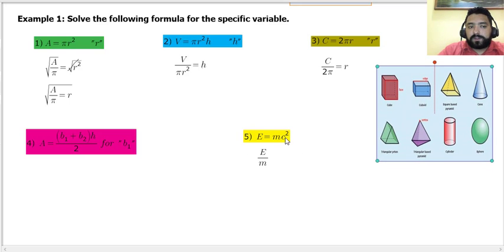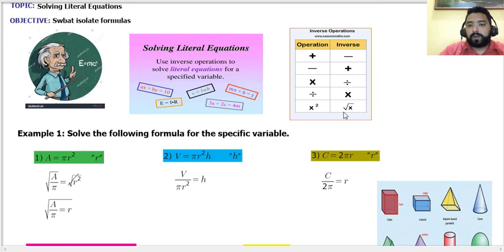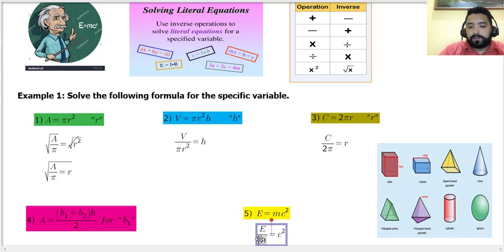This is multiplying with c squared, so we are going to pass it to divide, and then we are going to have equal c to the power of 2. Now remember, if you want to eliminate this power, we are going to apply a square root on both sides. So here we are going to write the square root. So square root, and in the interior we are going to write E over m, and we are going to erase this part.